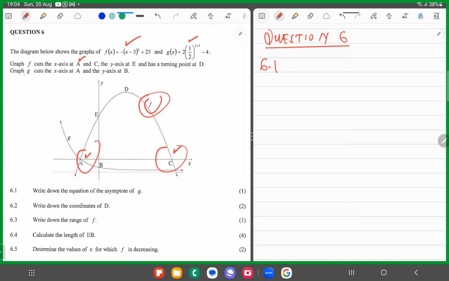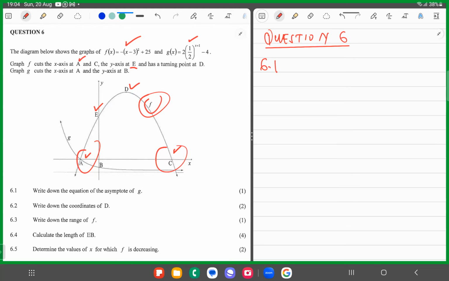The graph cuts the y-axis at E and it has a turning point at D. Here's the turning point at the point D, which is also called the vertex of the graph. The vertex of the graph.